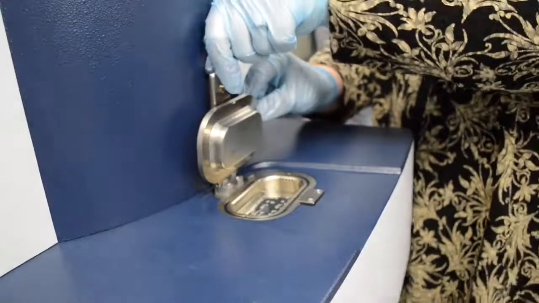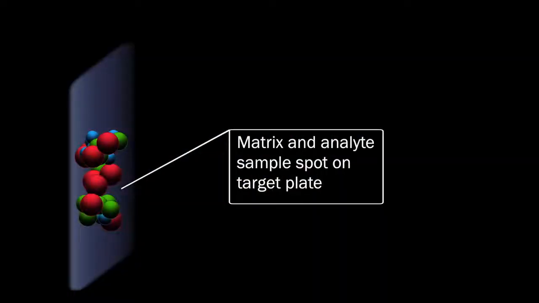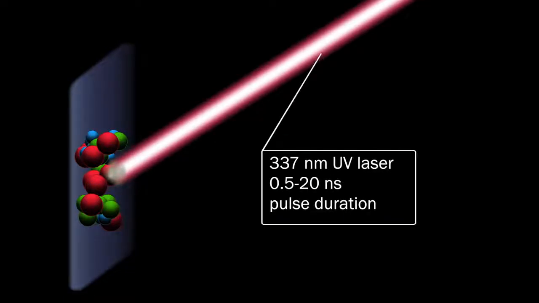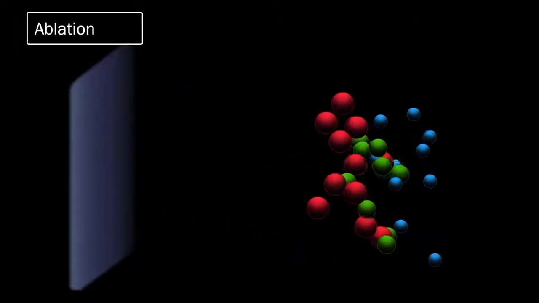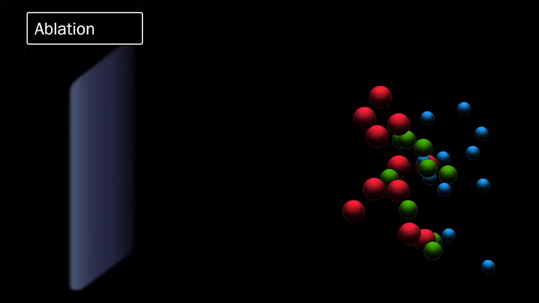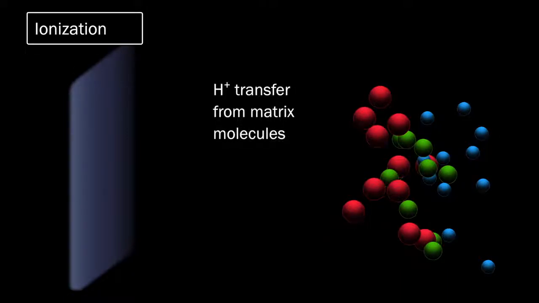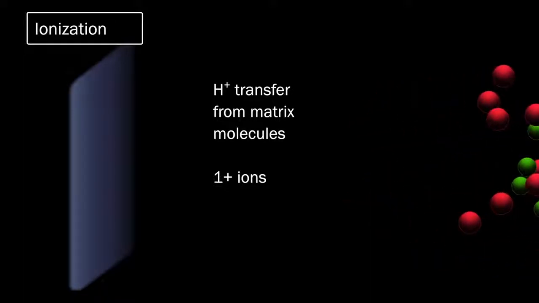Once inside the spectrometer, the target is brought into a vacuum and struck by a pulsed UV laser, usually at a wavelength of 337 nanometers. The laser energy is absorbed by the matrix molecules, which are energetically ablated from the surface of the sample, carrying the analyte molecules into the gas phase as well. During the ablation process, the analyte molecules are ionized, usually by proton transfer with the nearby matrix molecules. The most common MALDI ionization format is for analyte molecules to carry a single positive charge.